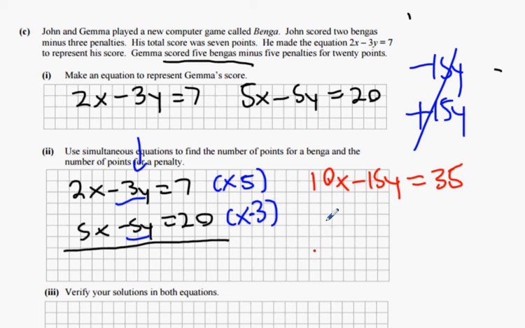Multiply by minus 3. Minus 15x, minus 3 times minus 5y. That's what we're looking for. And then finally minus 3 times 20.